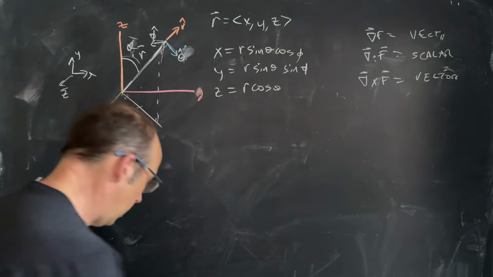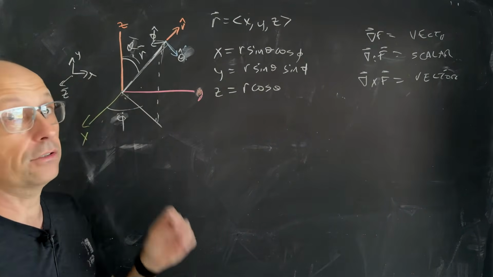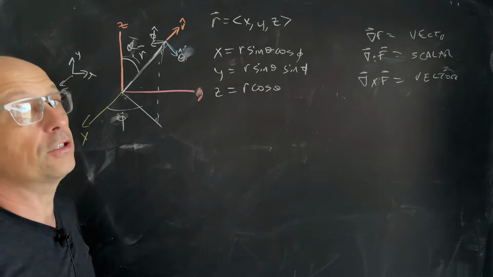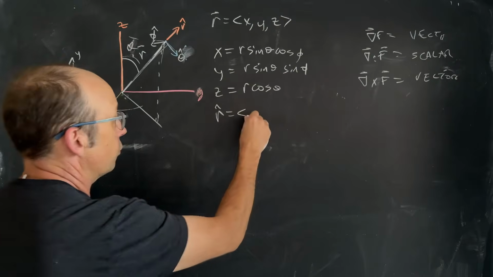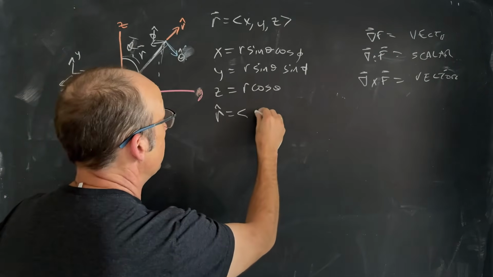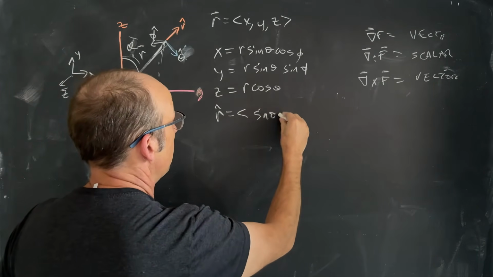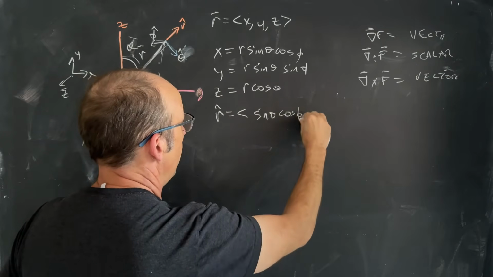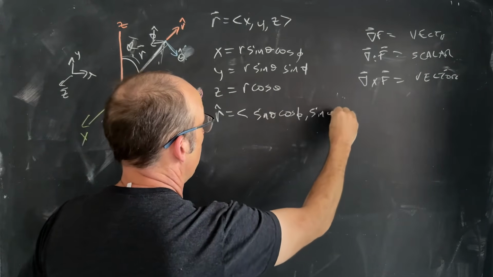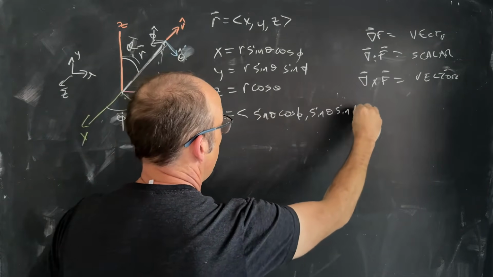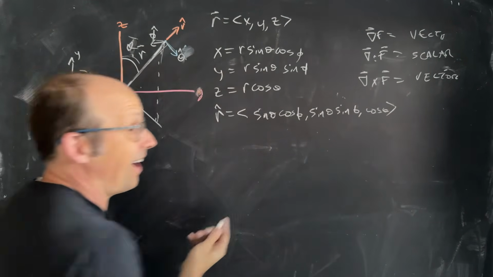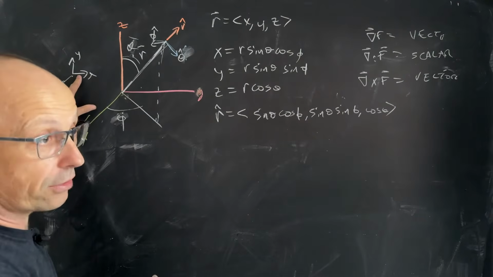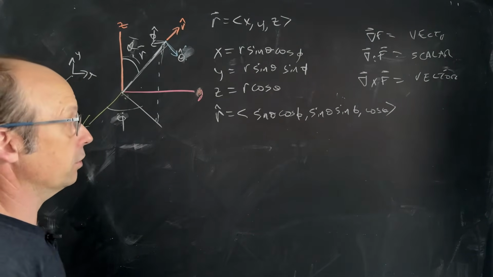We need the unit vectors in terms of Cartesian coordinates. It turns out to be very useful. So the r hat vector is equal to, in Cartesian coordinates, sine theta cosine phi, sine theta sine phi, cosine theta. And you'll notice the key thing here is that they're not constant unit vectors. The Cartesian coordinates are constant. They don't change as you move around.